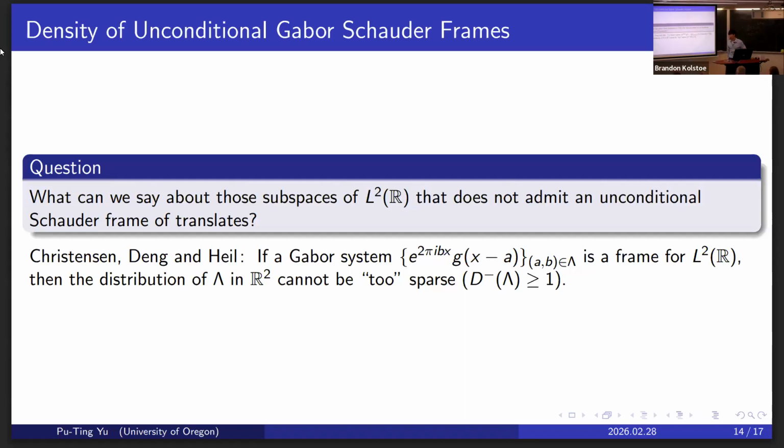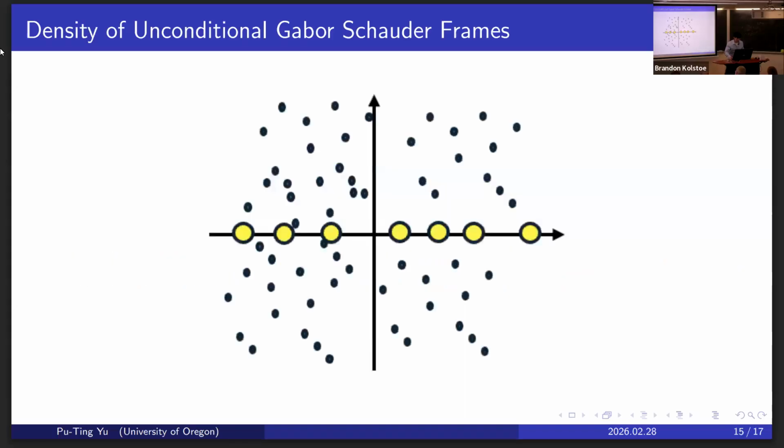So in this case, that being said, for a Gabor system to be a frame or even an unconditional Schauder frame, the corresponding set of time frequency shifts need not be very dense in R2, right? So that's the key issue. But still, we can get some motivation out of this idea. So let me give you a visualization behind this idea.